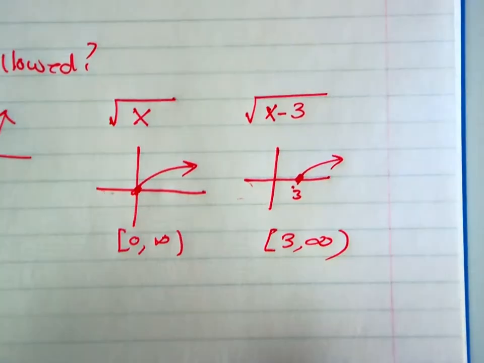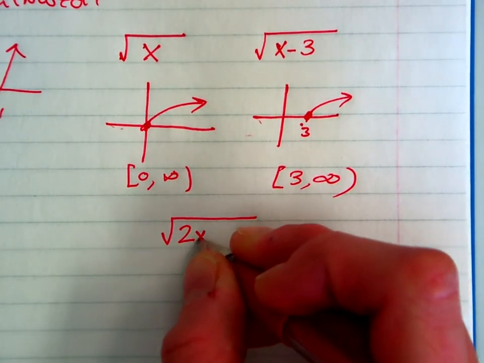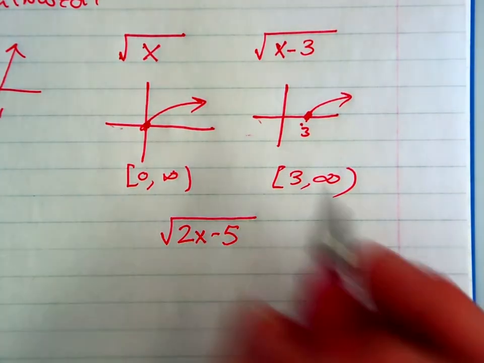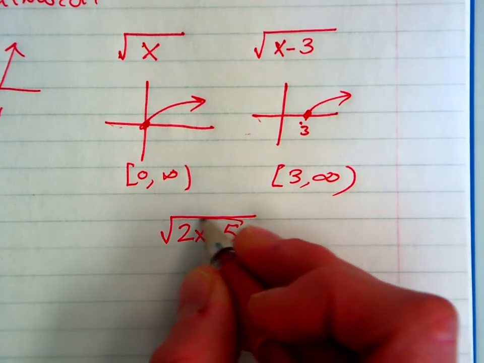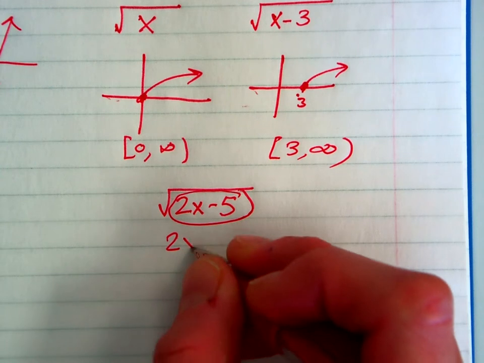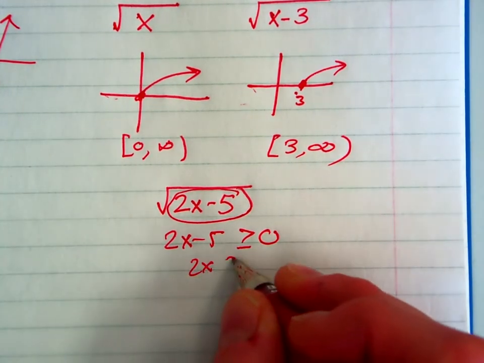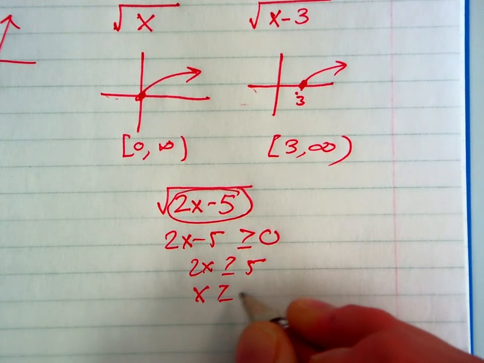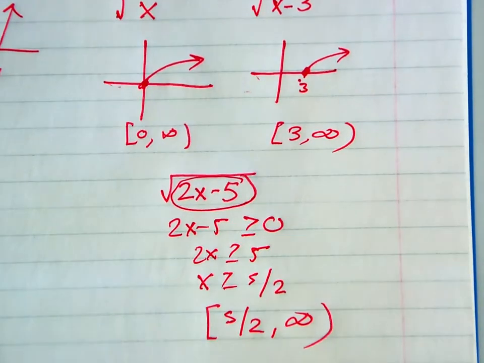It gets more complicated when we start adding in maybe a stretch or something. The way that we would do this algebraically would be, we would just say that what's on the inside has to be positive. So 2x minus 5 has to be greater than or equal to 0. If I add 5 and divide by 2, then I get 5 halves to infinity.